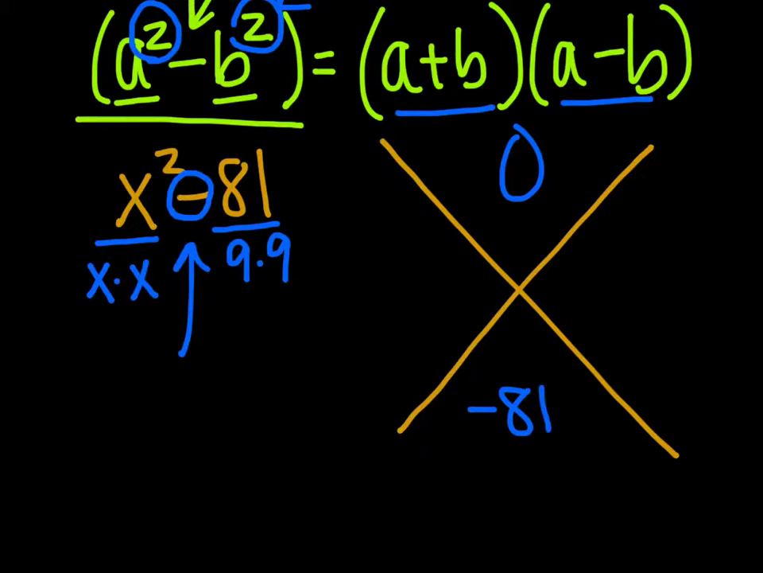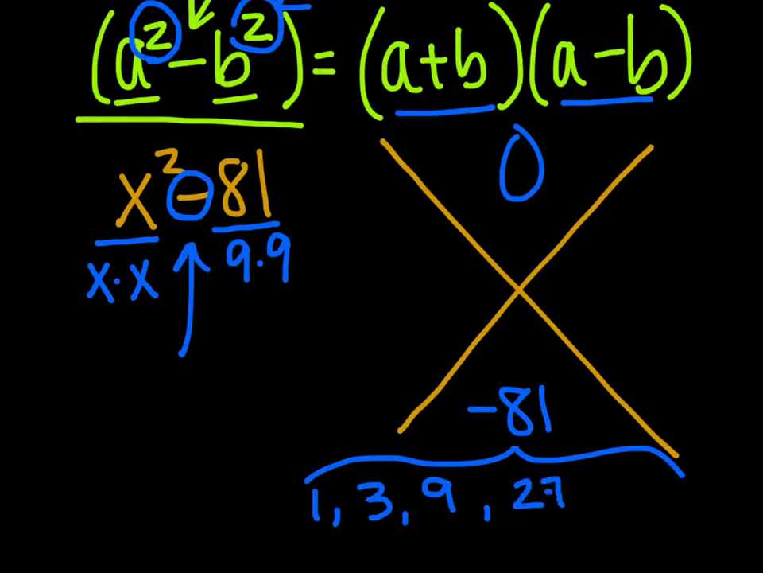So now let's think about all the factors of 81. Let's break this thing down. We have 1, 3, does 6 go into 81? Nope. Does 7? Nope. How about 9? Yep, 9 goes in twice. And then 27, 3 times 27 equals 81, and 81. So those are all of our factors for 81.